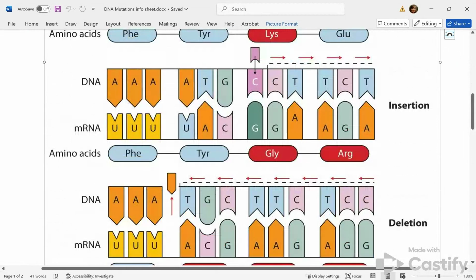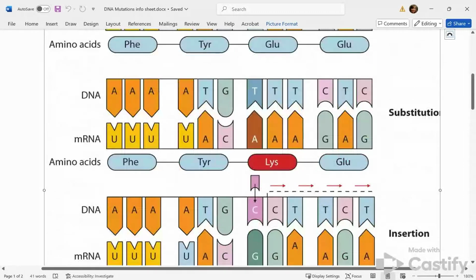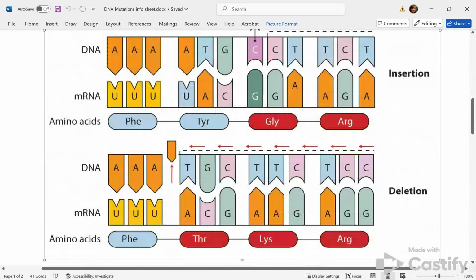So we call this a frame shift mutation. An insertion frame shift mutation. And I should add, we call substitution also a point mutation because there's only one point in the DNA. All right, our last one is a deletion.